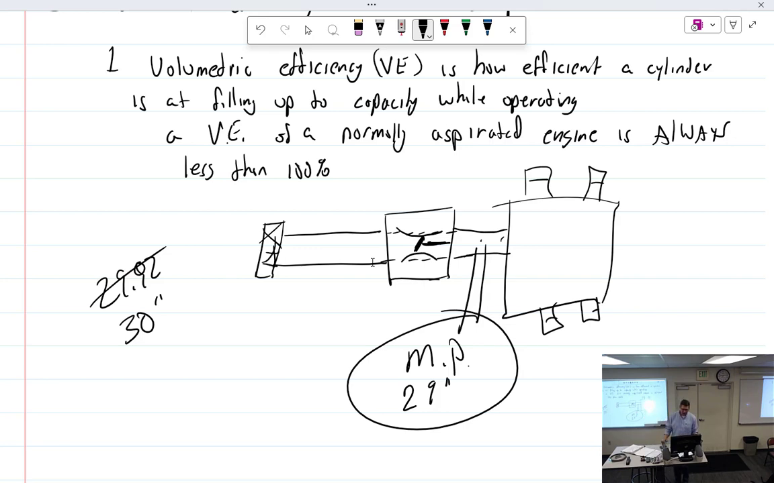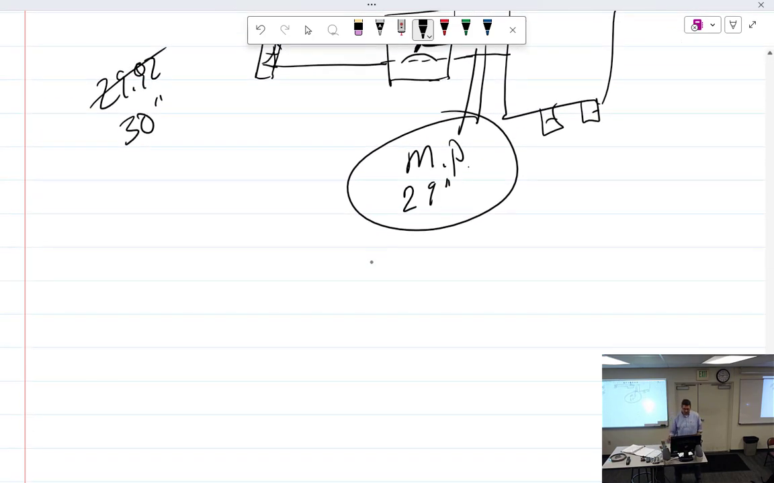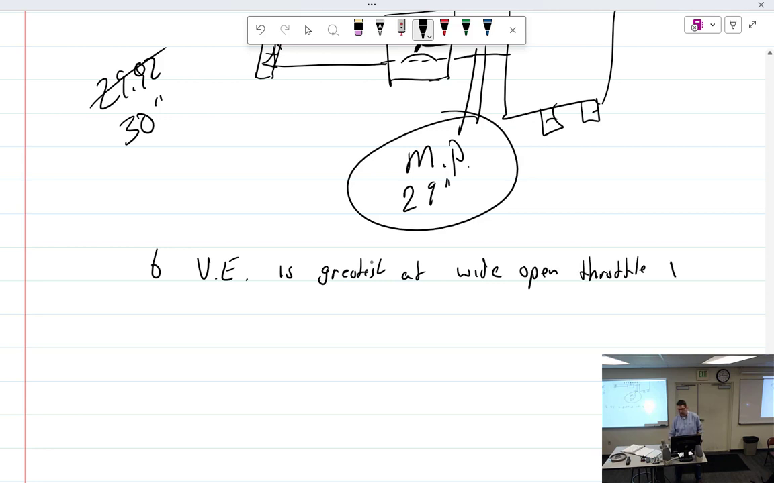Volumetric efficiency is greatest at what? Idle or full throttle? Full throttle. Okay, I just told you that. So VE is greatest at wide open throttle, also called WOT, wide open throttle. Why is it greatest at wide open throttle? No restrictions is exactly correct. And so VE is less at idle, is worst.